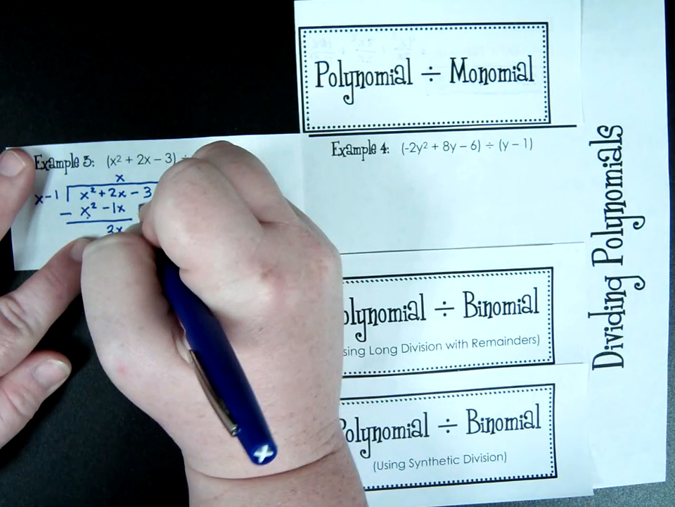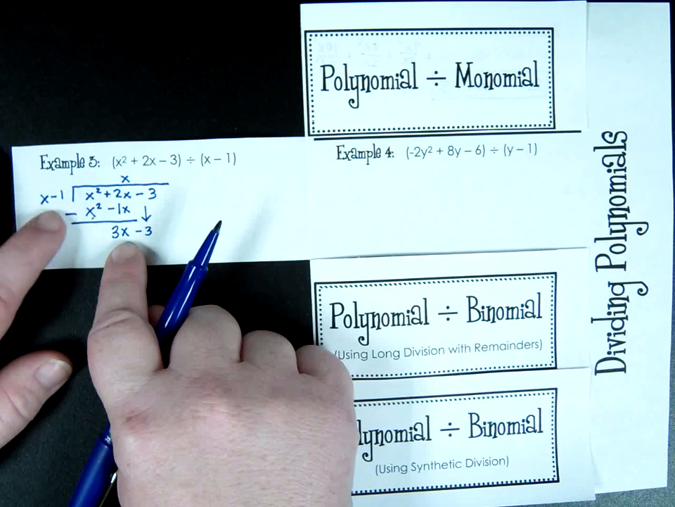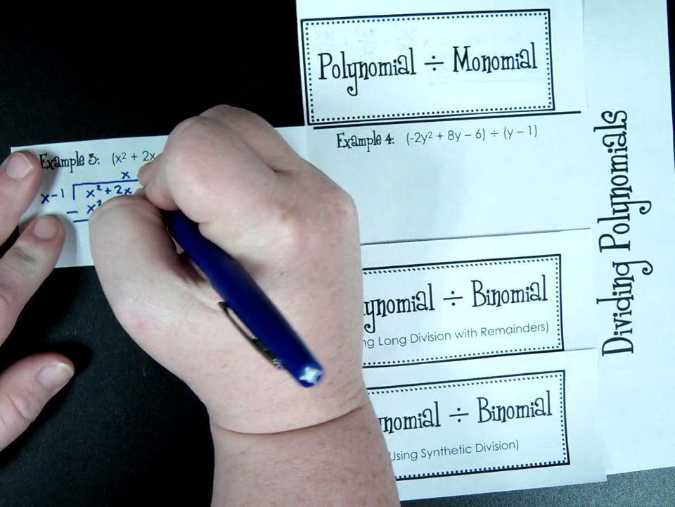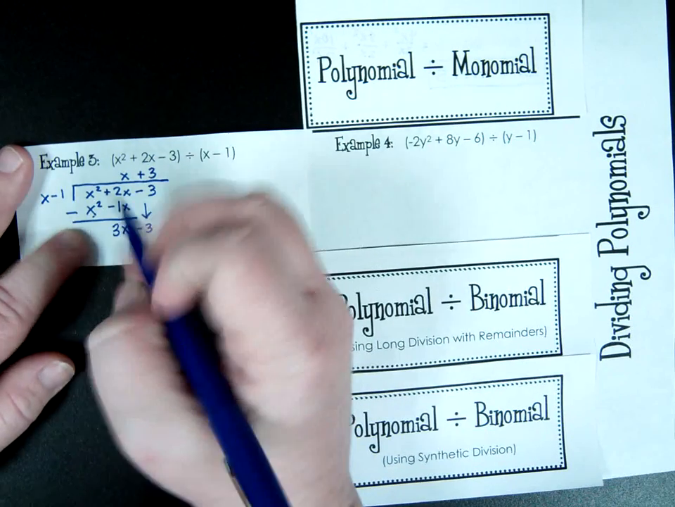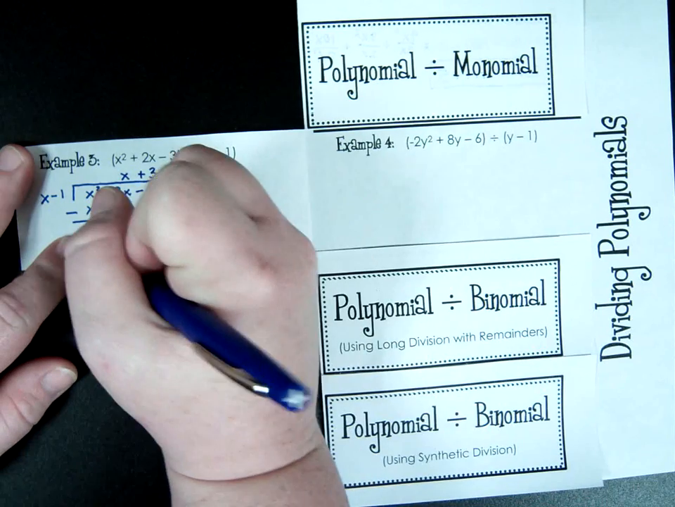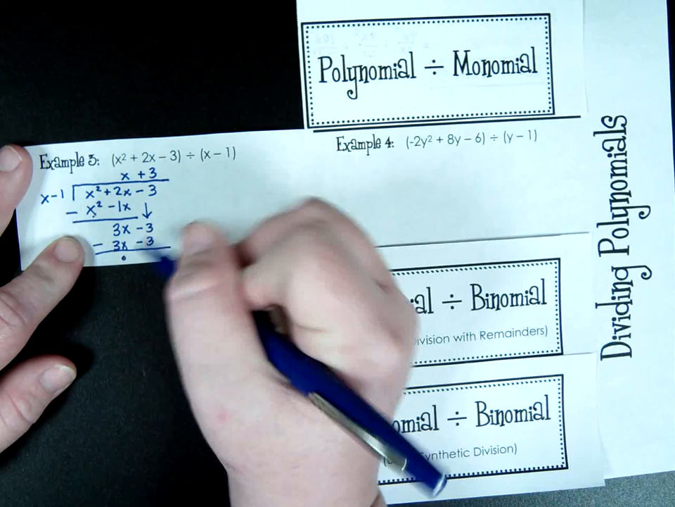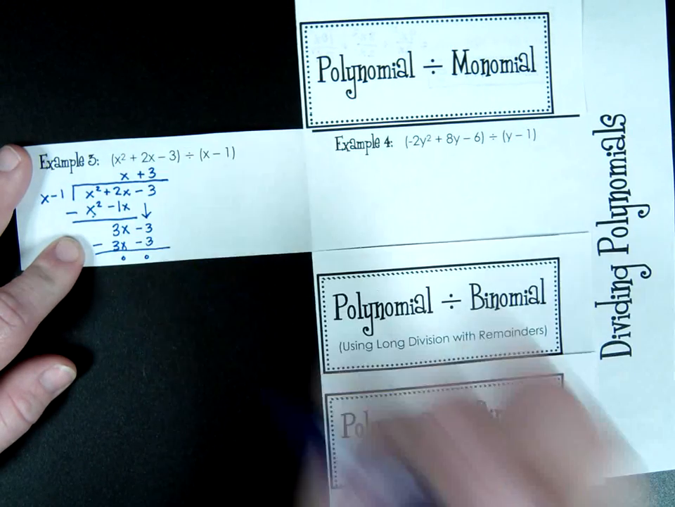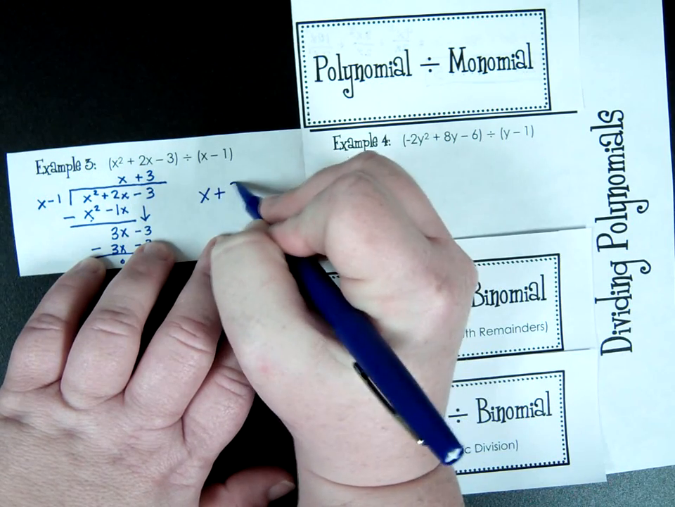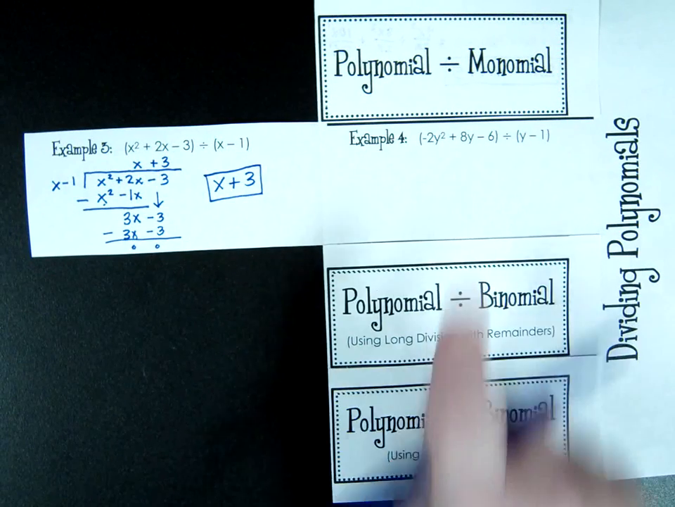So now I need to bring down this minus 3. And I think, what am I going to multiply x by to get it to be 3x? Well, I'm going to multiply it by a positive 3. And then 3 times x would give me 3x, and then 3 times negative 1 would give me negative 3. So if I subtract these things, I know that 3x minus 3x is 0, and then negative 3 minus negative 3 would also be 0. So when I divide, I should get x plus 3. So go ahead and pause the video and try to do example number 4.